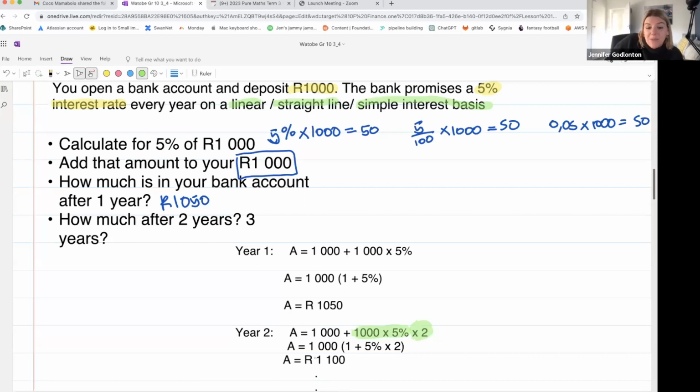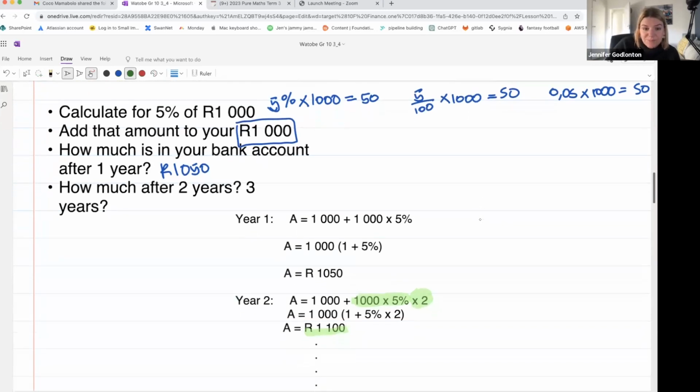And that's why I get my 1,100 Rand. So the interest that I'm adding every year is 50 Rand. Every single year, I'm going to add 50 Rand interest. Doesn't matter how much money it accumulates in my account, the interest amount is always going to be the same. And that's the fundamental thing about simple interest. Whatever that initial amount is, it stays the same.